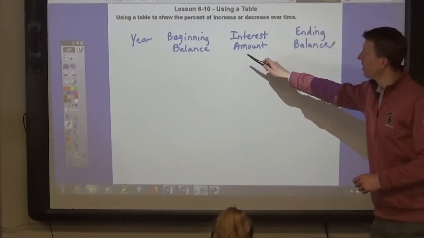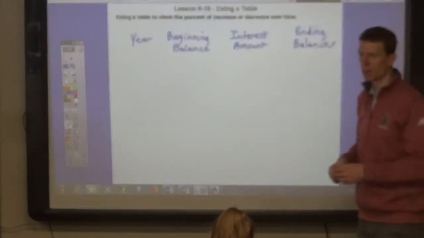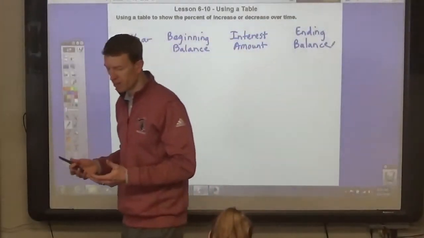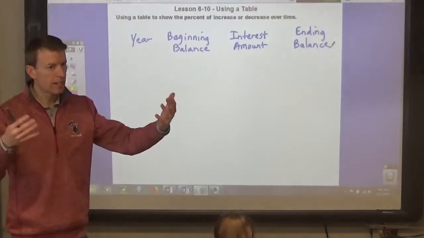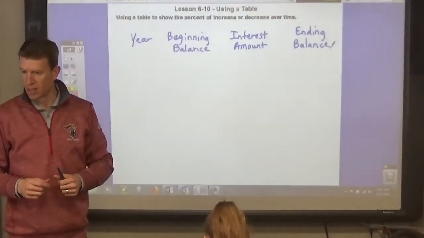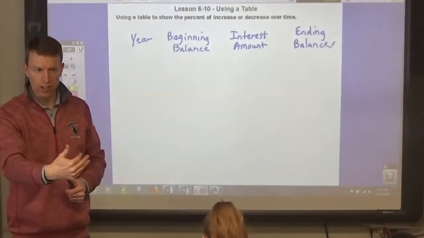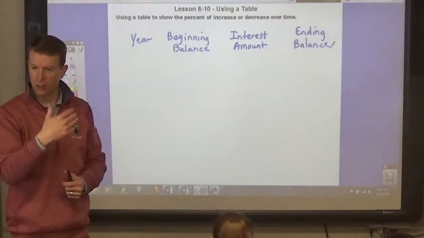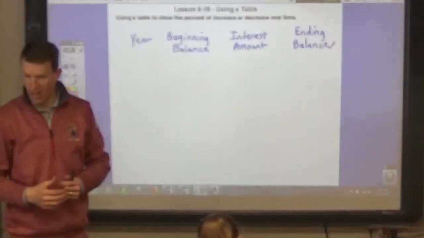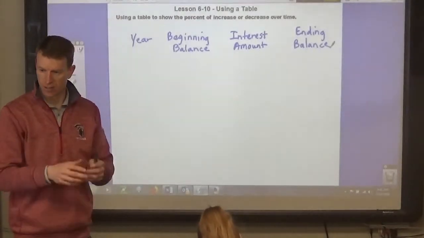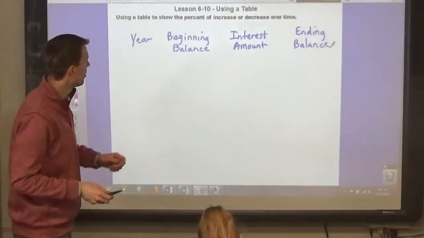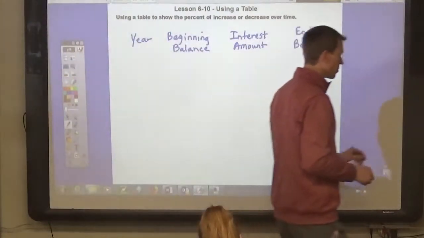But if you put money in an account and you get paid from the bank for having that money in the account so they can use the account to make loans to other people, then they pay you something called interest, or an interest rate. And that rate then gets added to your account each year. So let's look at that first.